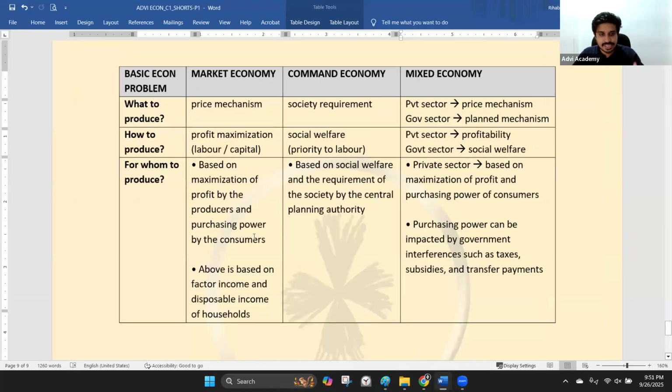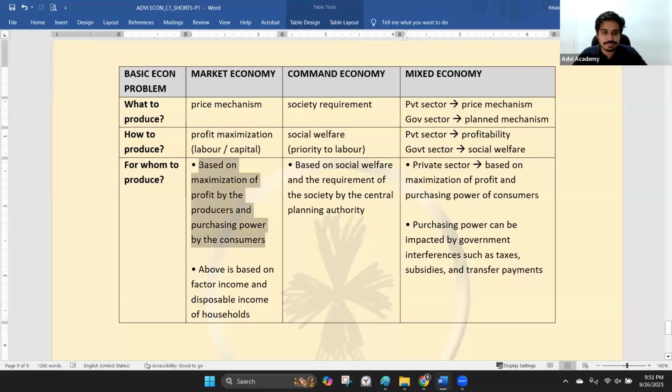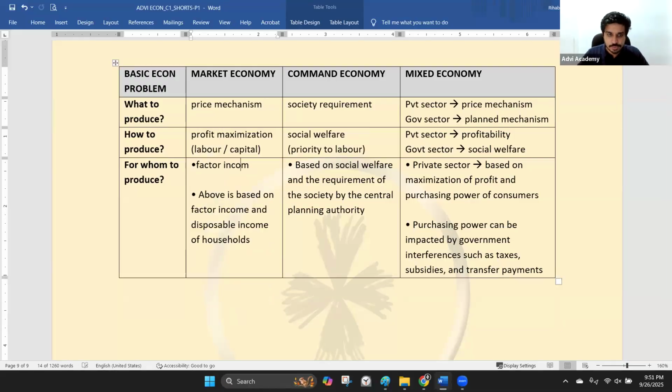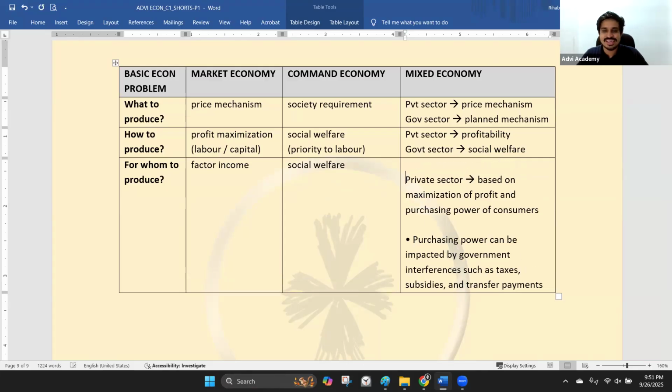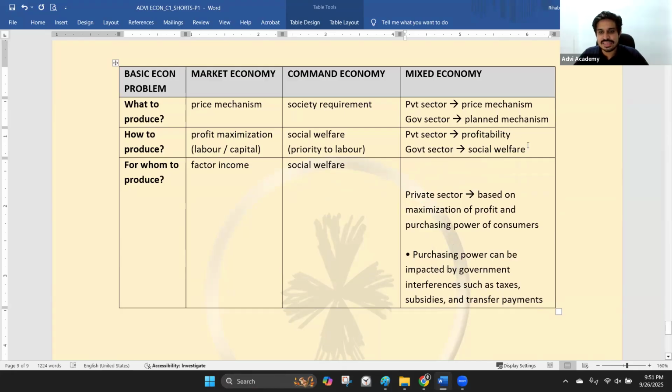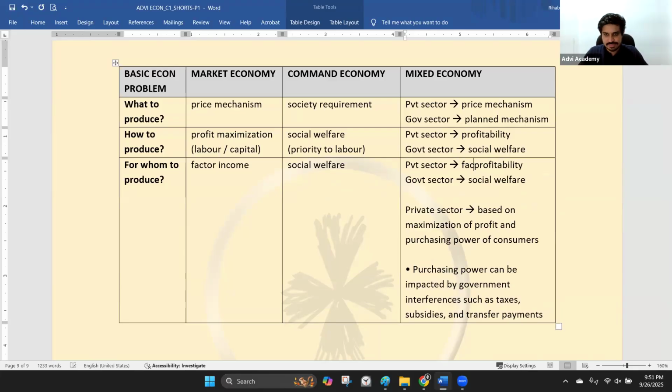For whom to produce depends primarily on factor income. It's all about factor income. Do you have more money? We will give. You don't have money? Don't. For whom to produce is dependent on factor income. Here, in the command economy, it's once again about social welfare. It's not about whether someone has the money or not. If society needs it, they will go for that, right? But again, in a mixed economy, it's both. The private sector will go for factor income, the government sector will go for social welfare. That's basically the summary of this section actually. That's good.